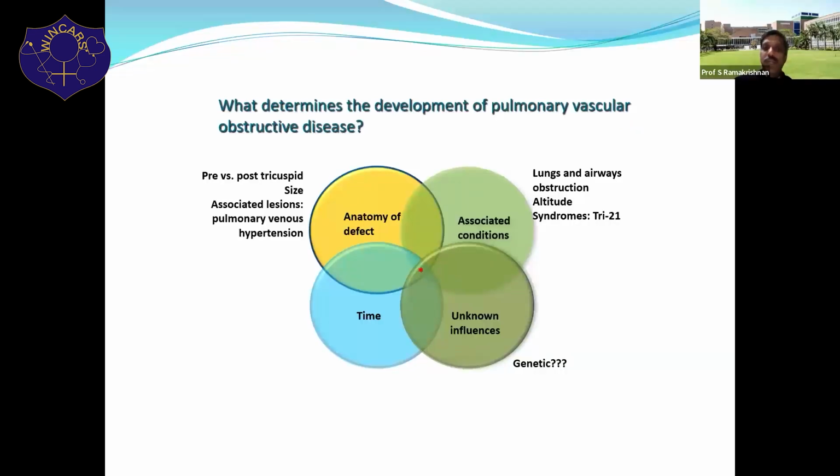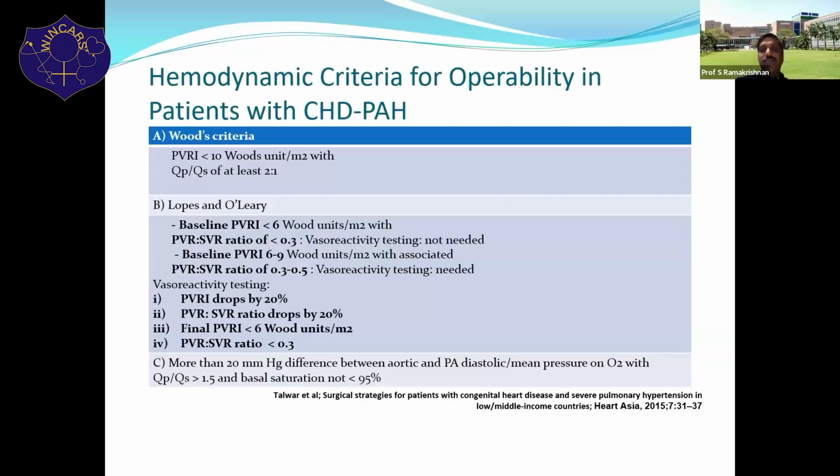That's a conceptual understanding that you should have. Then the associated lesions, pulmonary venous hypertension, all those things are important. Lung airway obstruction, altitude. You all know that trisomy and other syndromic patients may become Eisenmenger earlier. Then the most important thing is the age, as we have repeatedly emphasized. And there are a lot of unknown influences like genetics we don't understand. So it's a very complicated issue, the real tough ones to crack. But for exams, you cannot answer philosophically like this.